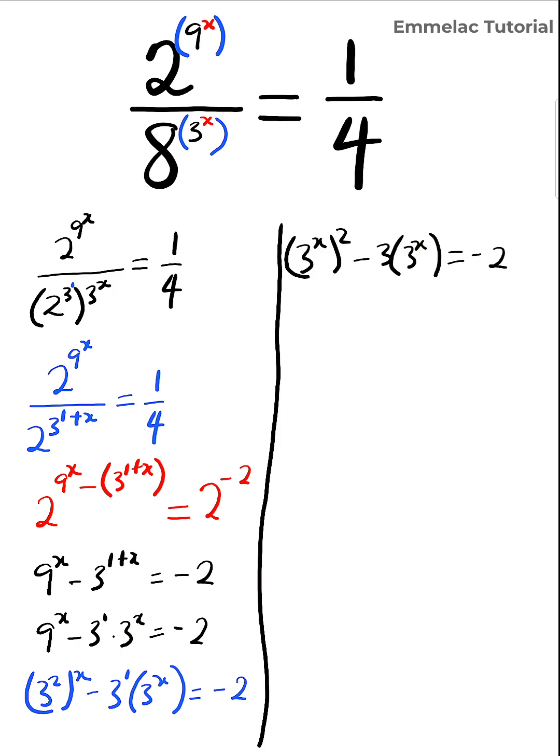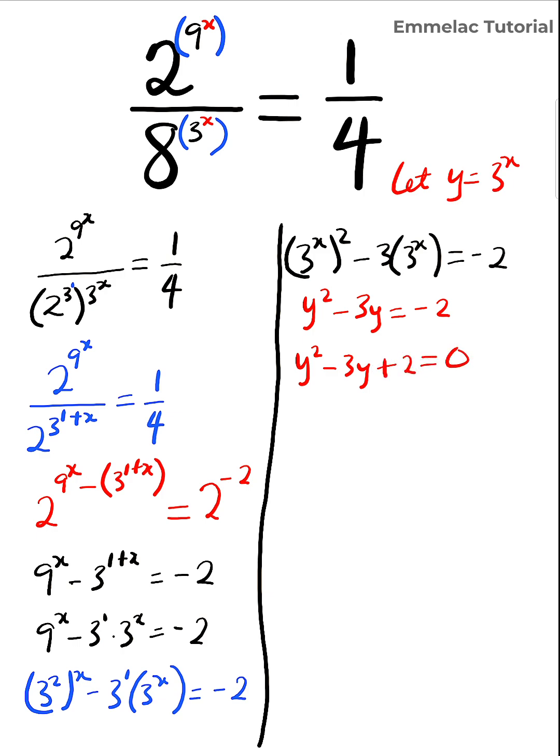So let y equal 3 raised to x. Wherever we see 3 raised to x, we substitute it for y. So here we have y raised to 2 minus 3y equals negative 2. Let's add 2 to both sides of the equation. Here we have y raised to 2 minus 3y plus 2 equals what? 0.